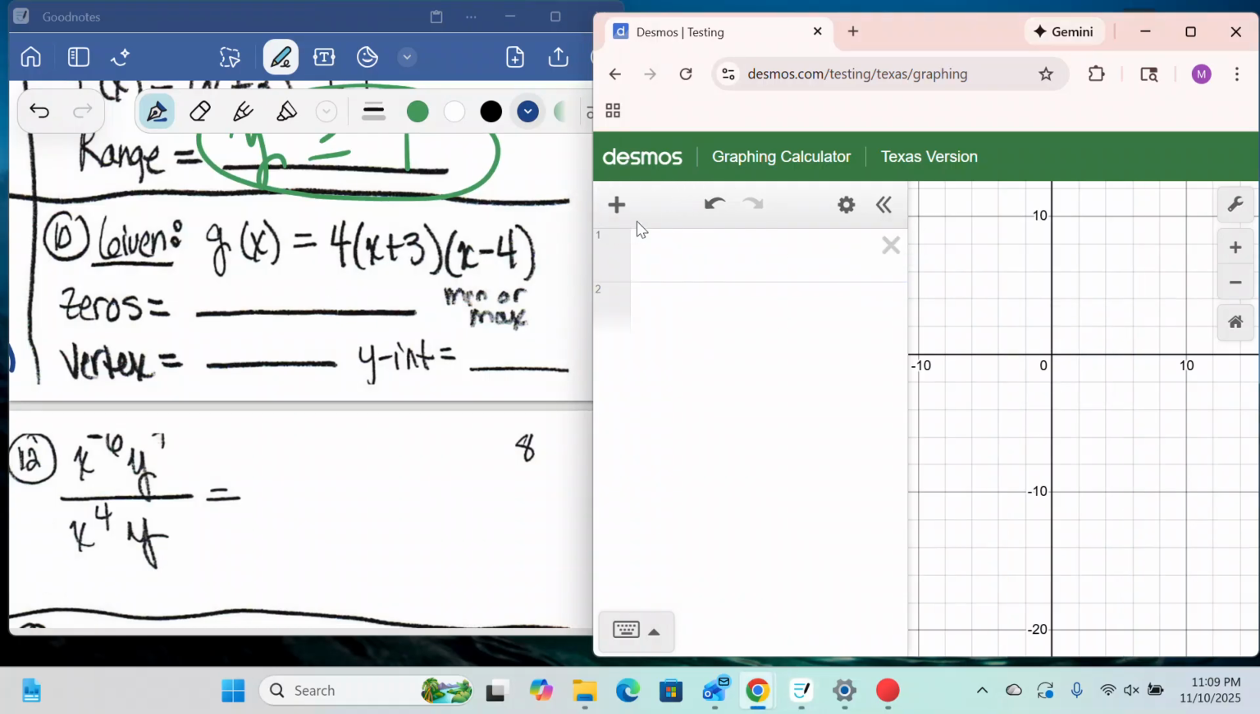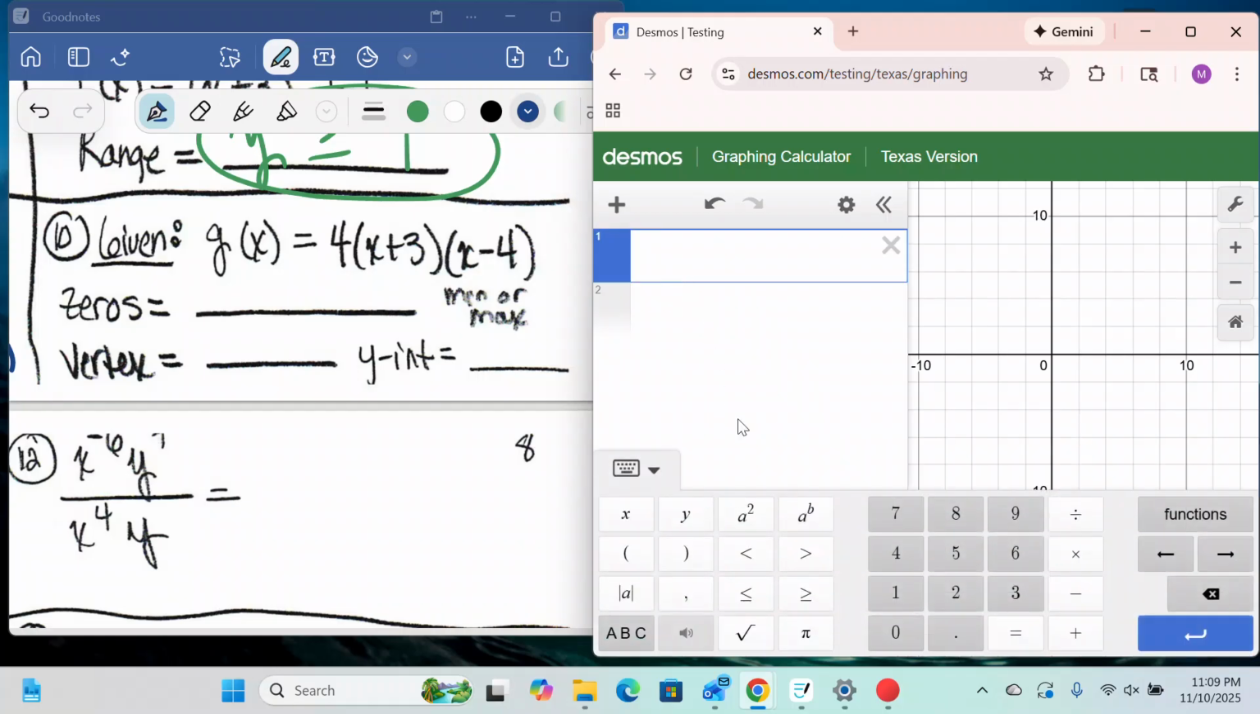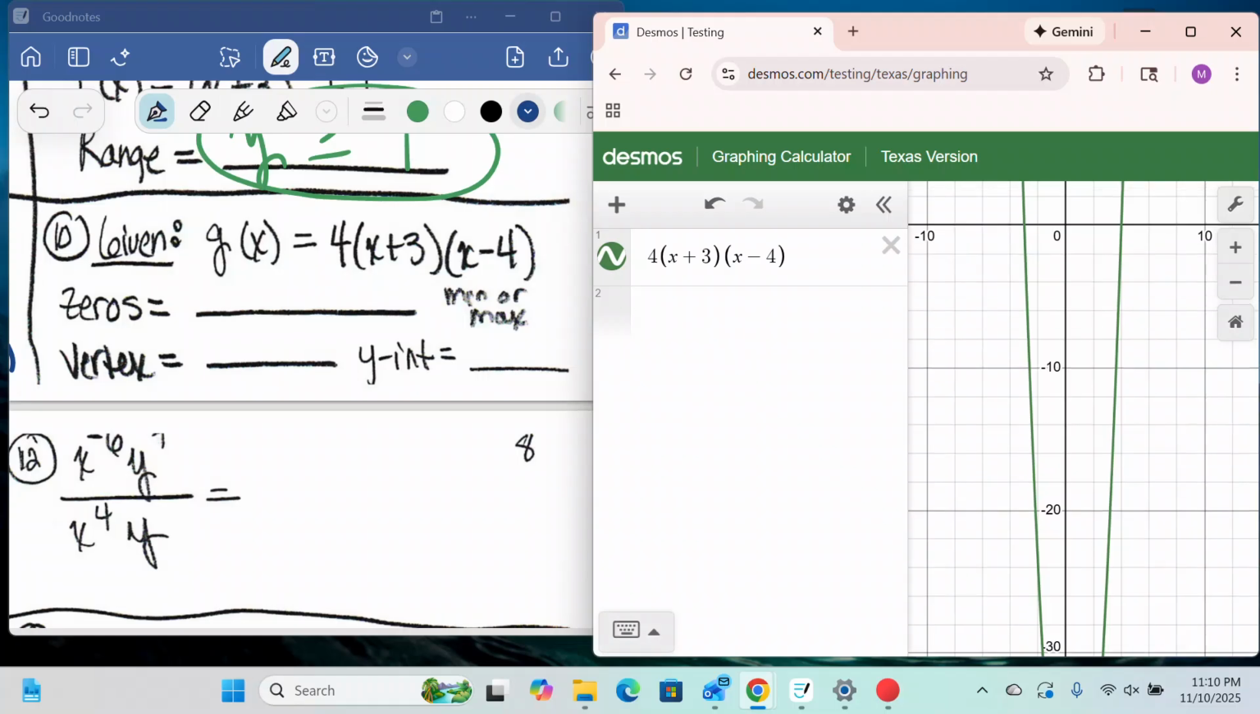Remember, you don't have to press this right here, and you don't have to press f of x. That's bad right now. So all we're going to do is input the equation. I'm going to put it on Desmos. I'm going to put 4 open parentheses x plus 3, close parentheses, open parentheses x minus 4, close parentheses. And there's my equation.